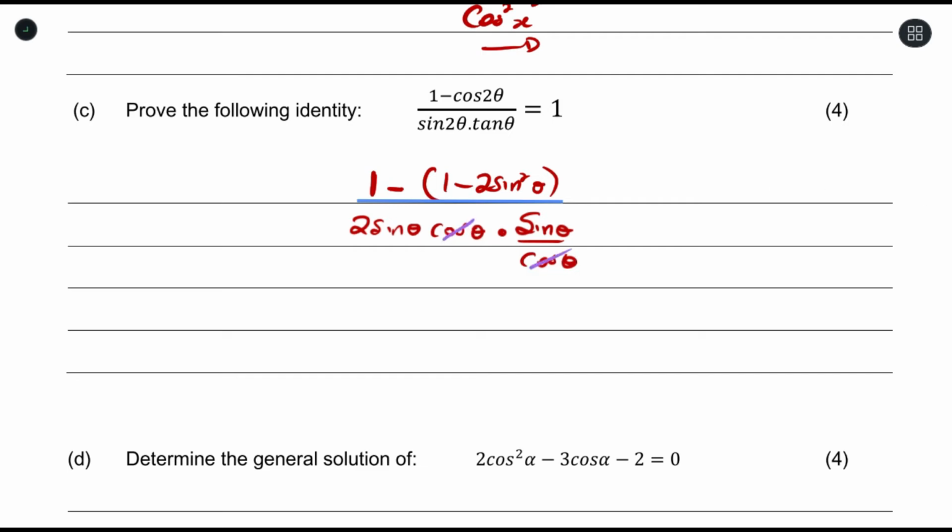Simplifying this properly, the numerator can be written as 2 sine squared theta, because 1 minus 1 is 0, and this negative times this negative gives you a positive. Now all this over 2 sine theta times sine theta, which also gives you 2 sine squared theta, right? You can cancel that all out, proving that the identity is equal to 1, and that's it.